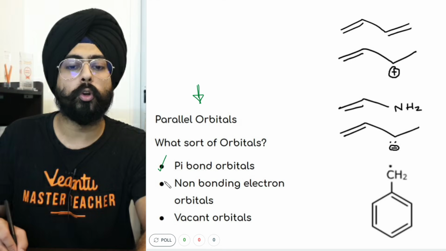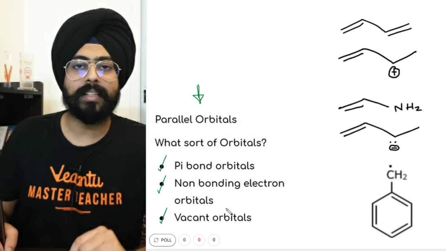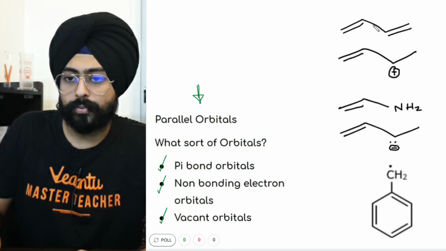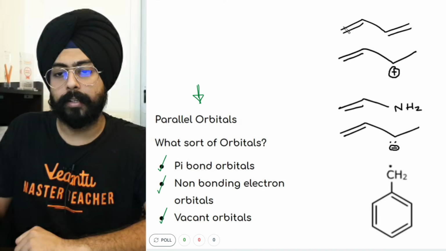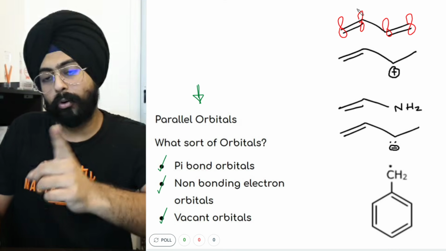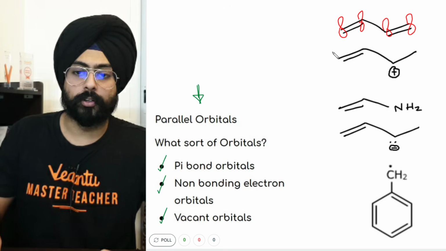For example, those lone pairs. We could have vacant orbitals. And the examples of all of these cases are given towards the right hand side on this particular page. The first structure is of a diene. If we notice on each of these carbons, there is a p orbital, and all of these p orbitals are parallel to each other and they can show resonance.